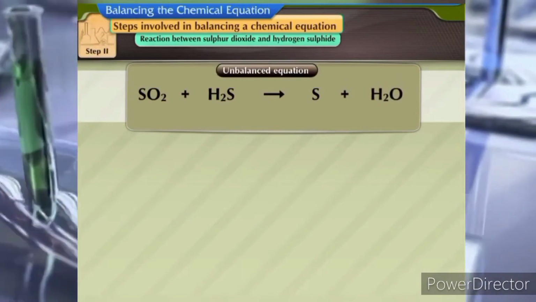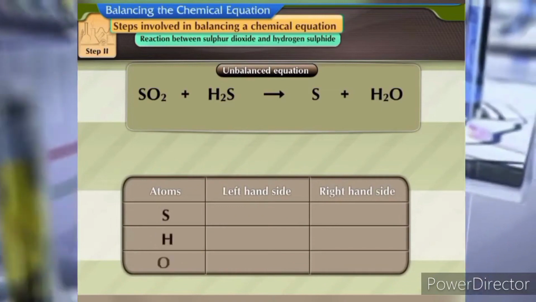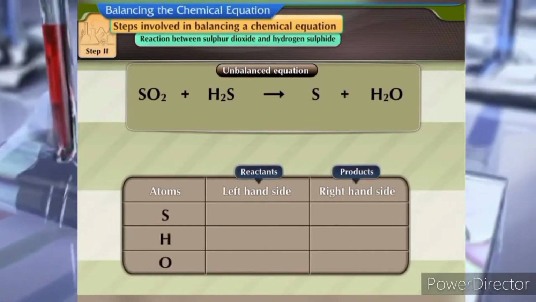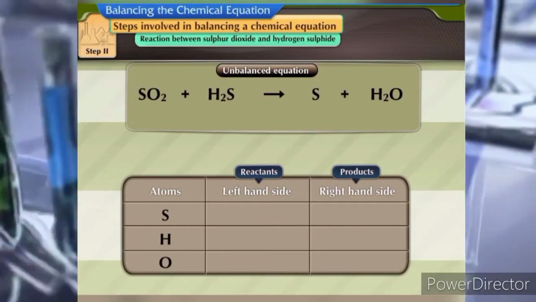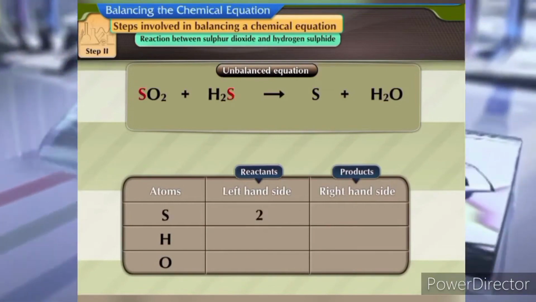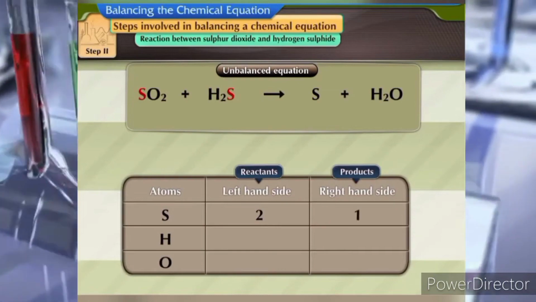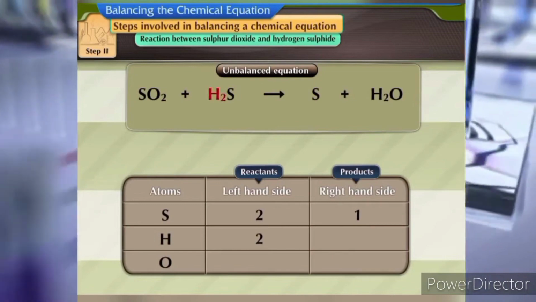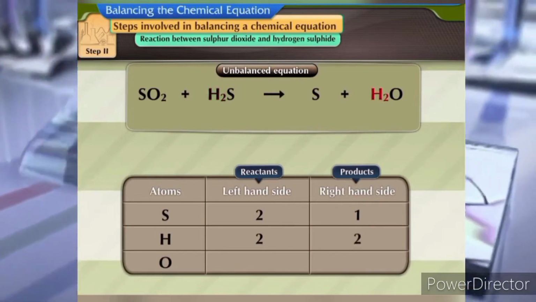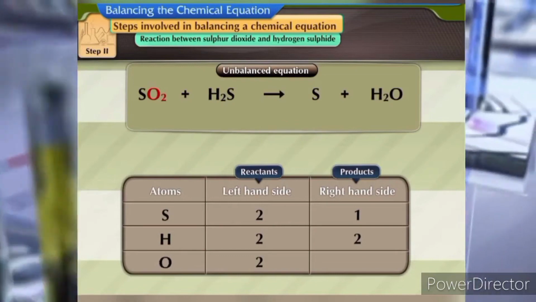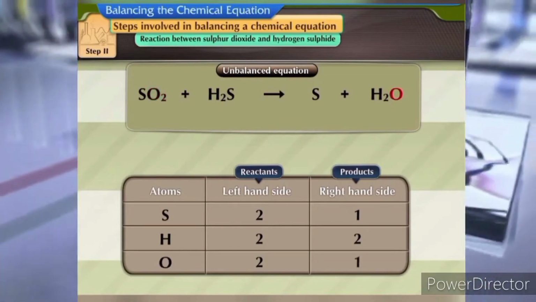Step 2. Compare the number of atoms of each element on both the sides of the equation. Let us enter these values in the table. There are two sulfur atoms on the left-hand side and one on the right-hand side. There are two hydrogen atoms on the left-hand side and two on the right-hand side. There are two oxygen atoms on the left-hand side and one on the right-hand side.